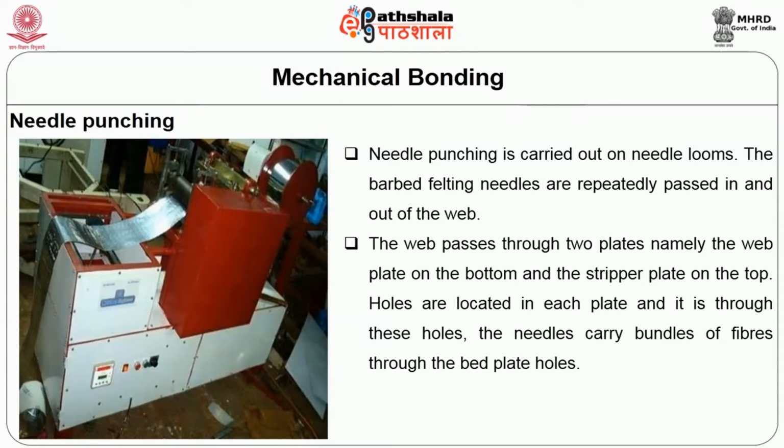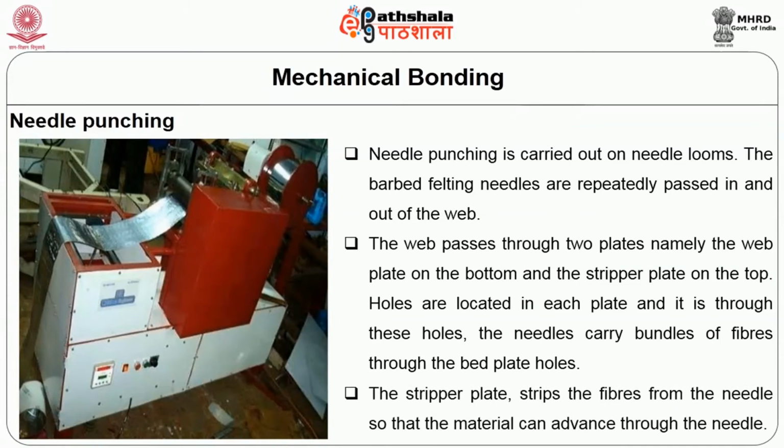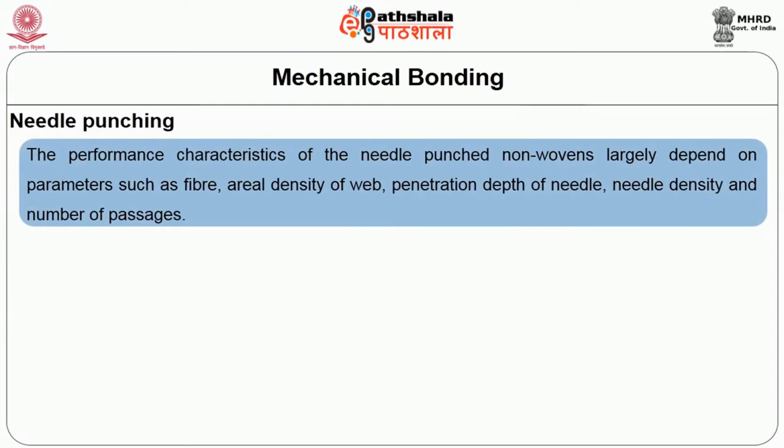The web passes through two plates, namely the bed plate on the bottom and the stripper plate on the top. Holes are located in each plate, and it is through these holes that the needles carry bundles of fibers through the bed plate holes. The stripper plate strips the fibers from the needle so that the material can advance through the needle loom. The performance characteristics of the needle punched non-wovens largely depend on parameters such as the nature of fiber, areal density of web, penetration depth of the needle, needle density, and the number of passages.